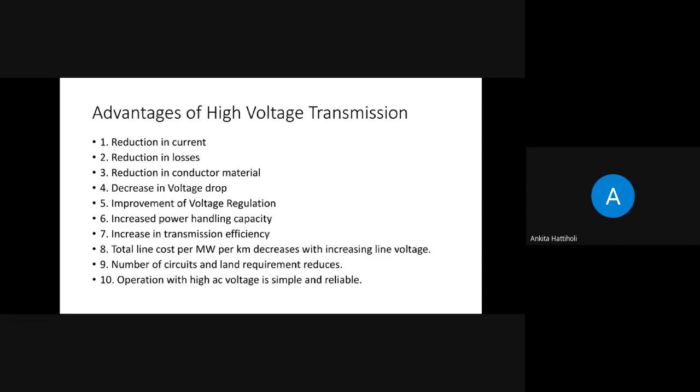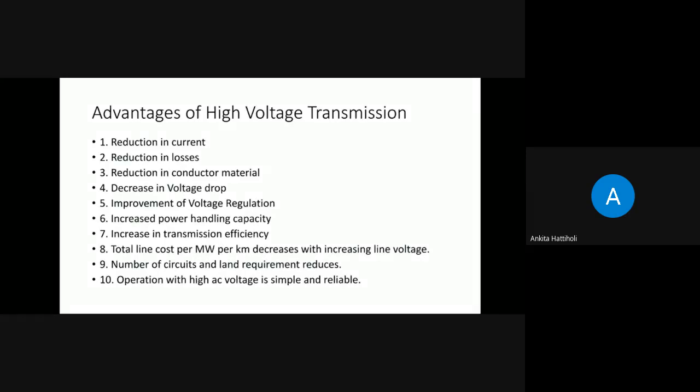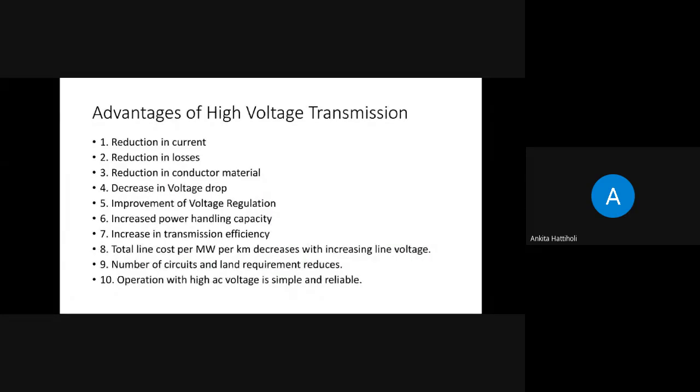Next is the improvement of voltage regulation. Then there is increased power handling capacity. If you do it in low or medium voltage, whatever the power handling capacity will be, for high voltage it will obviously be very high. Next is the increase in transmission efficiency. This is also a very important deduction. Next is that the total line cost per megawatt per kilometer decreases with increasing line voltage.